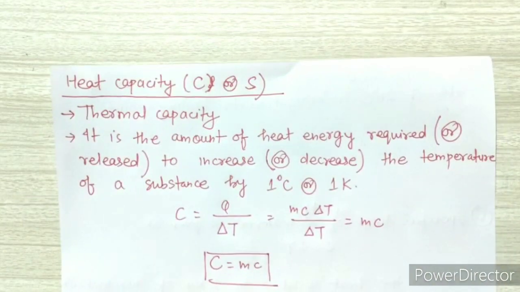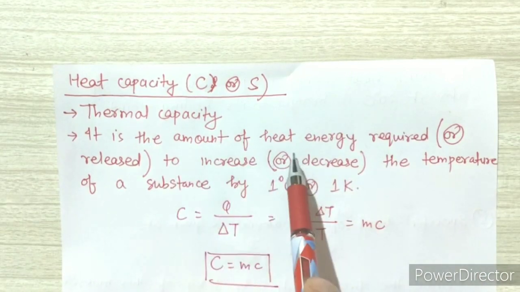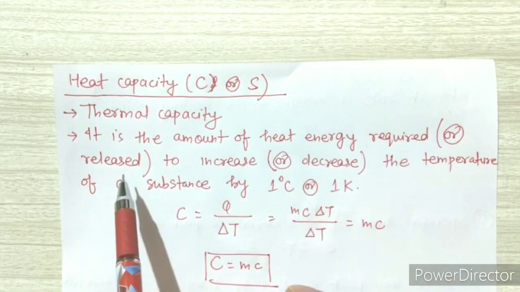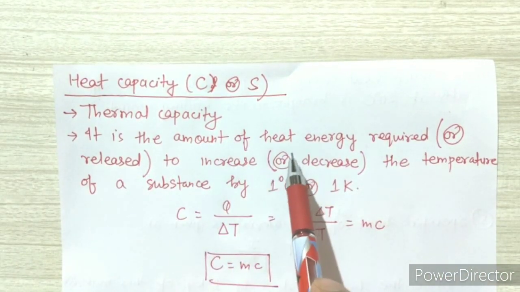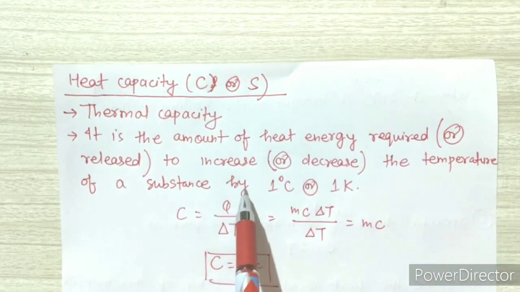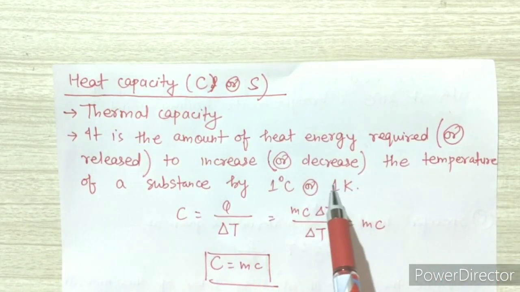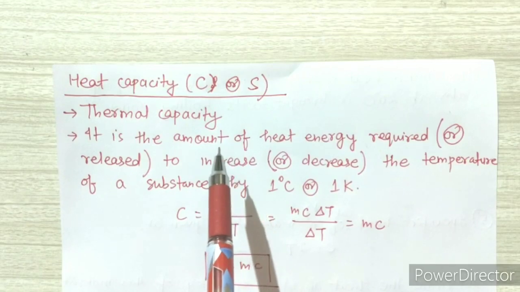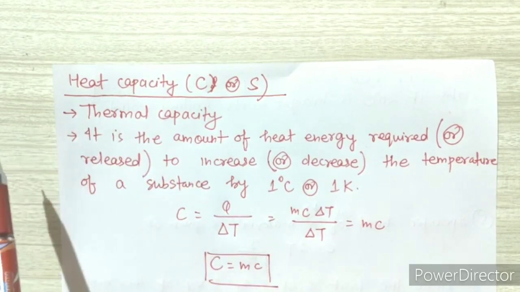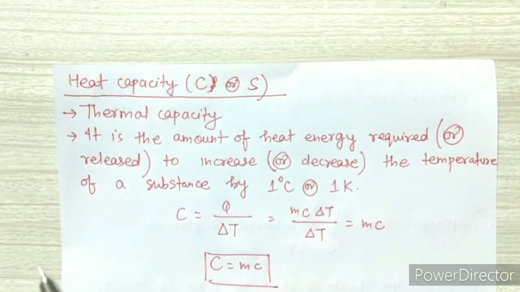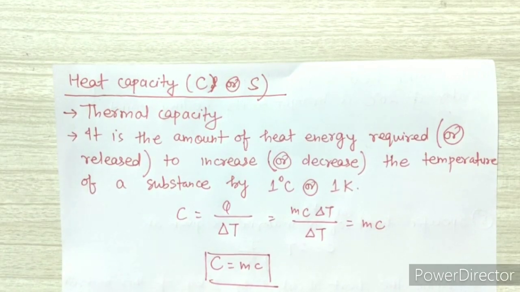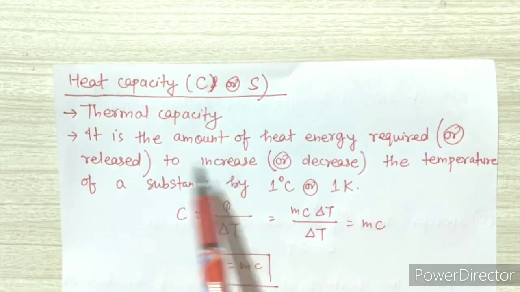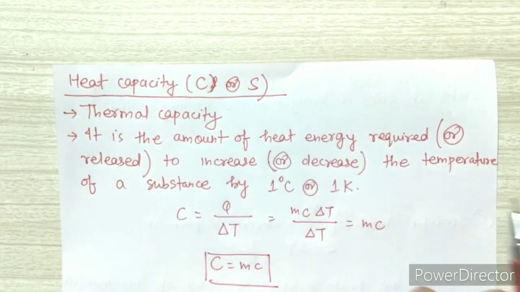And how do we define it? We define it as the amount of heat energy required or released to increase or decrease the temperature of a substance by 1 degree Celsius or 1 Kelvin. So what is the difference between specific heat capacity and heat capacity? In specific heat capacity, the mass is 1 gram, but here mass can be anything.